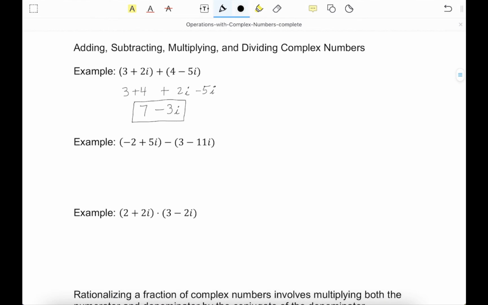For this one, we're doing subtraction. So this is negative 2 plus 5i. We're subtracting 3. And we're subtracting negative 11i, so we're adding 11i. We then group them, so negative 2 minus 3 and 5i plus 11i. Negative 2 minus 3 gives me negative 5, and 5 plus 11 gives me 16i.